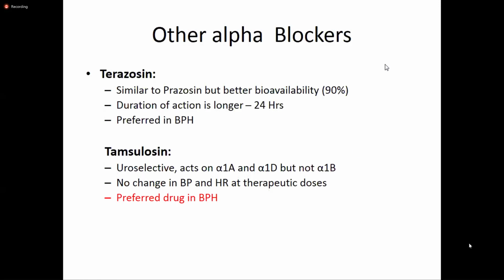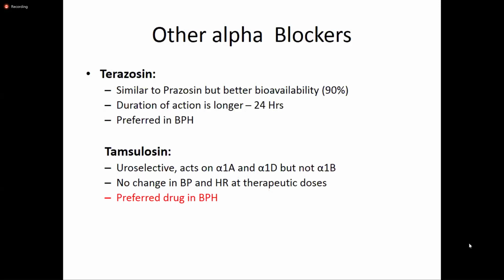The stimulation of those alpha-1B receptors is responsible for increasing blood pressure by vasoconstriction. So since tamsulosin does not act on the alpha-1B receptors present in the blood vessels, there is no change in blood pressure and heart rate at therapeutic doses, and it is more preferred among all the alpha-1 blockers. Among selective alpha-1 blockers, tamsulosin is the most commonly used and preferred drug in the treatment of BPH, because it does not have any effect on the alpha-1B receptors, and hence does not cause any change in blood pressure.